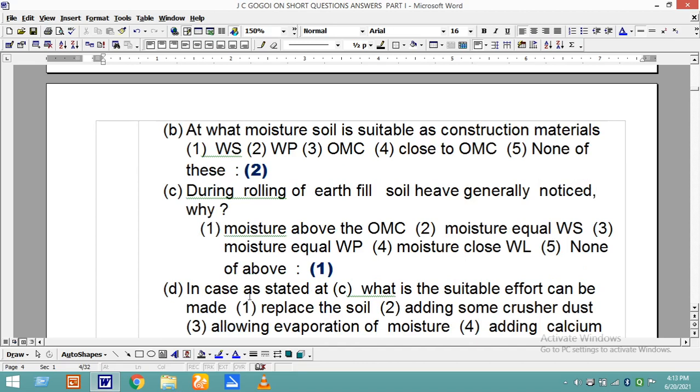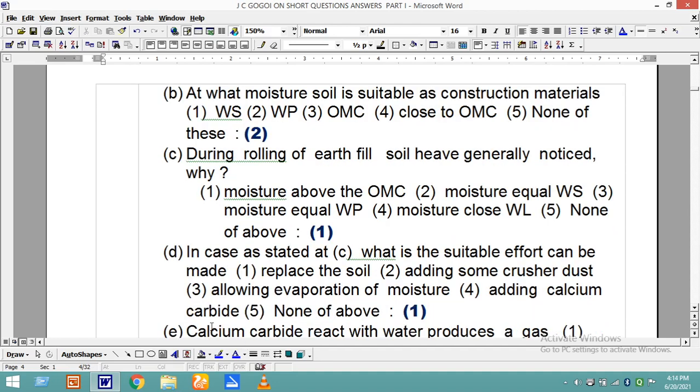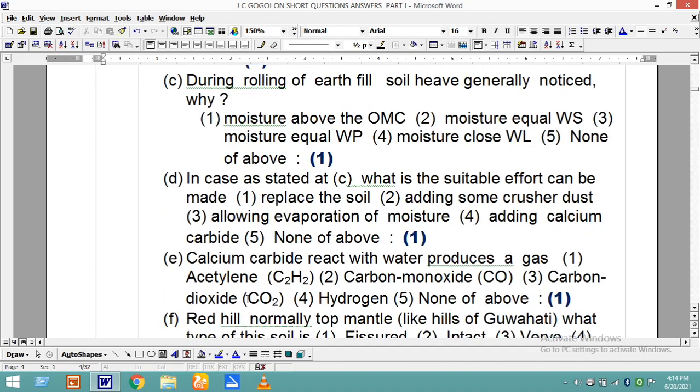In the case stated, what is the suitable effort that can be made? Given options: replace the soil, adding some crusher dust, allowing evaporation of moisture, adding calcium carbide, none of above. The best easy solution is to replace the poor material with some good material. So answer is this. Or alternatively, we can allow the soil mass for evaporation of soil moisture, which may be time consuming. So technically replacing the soil is the best suitable method.